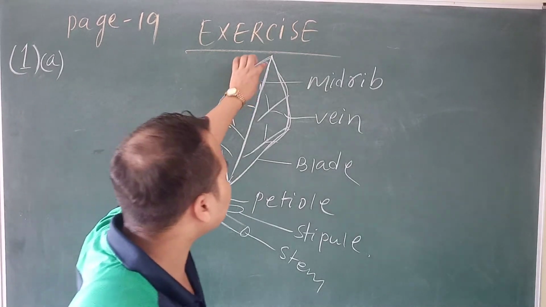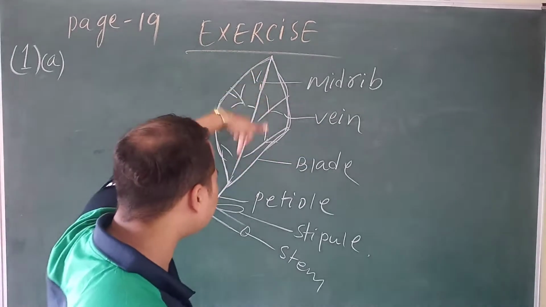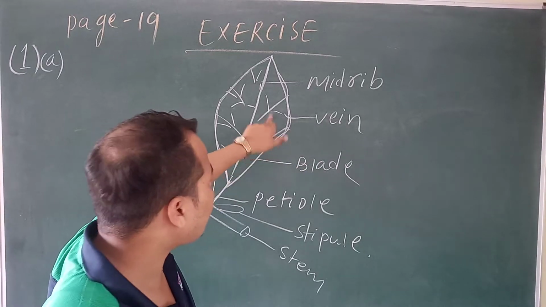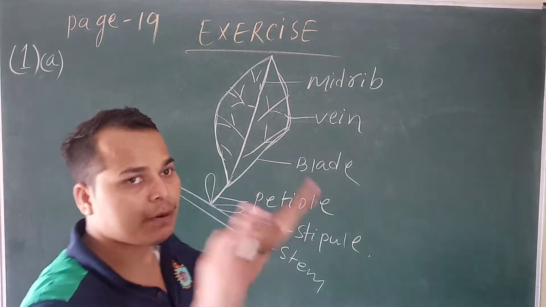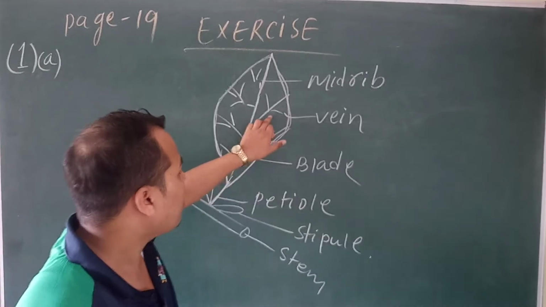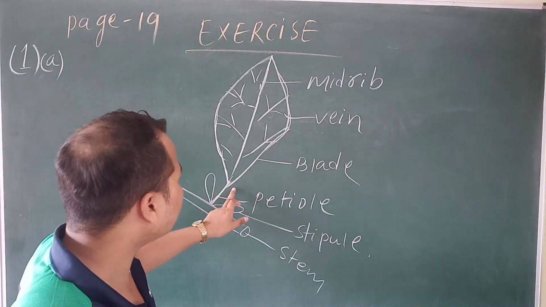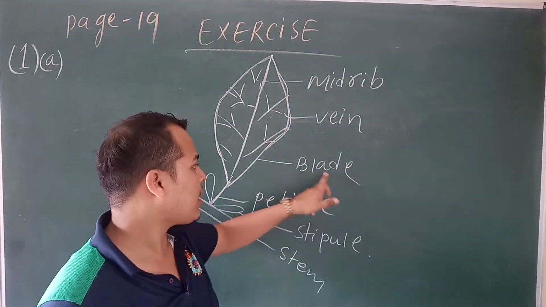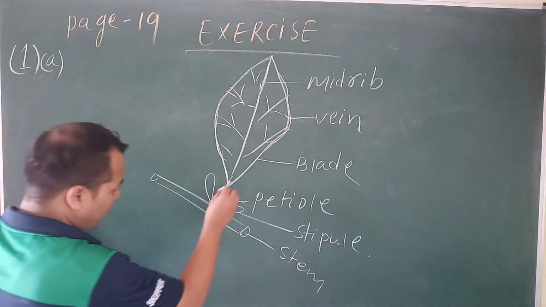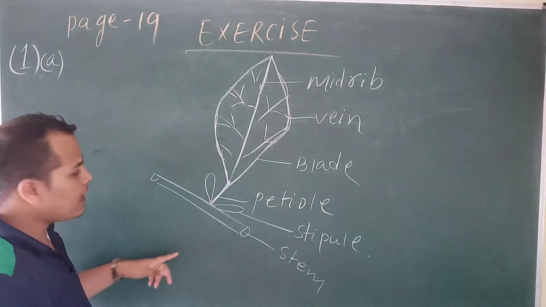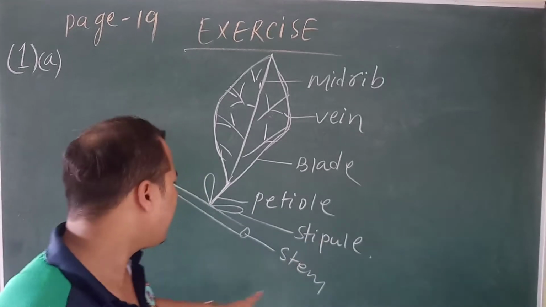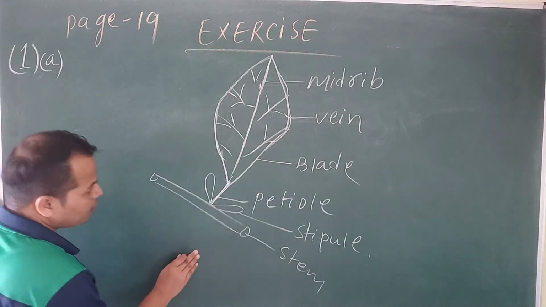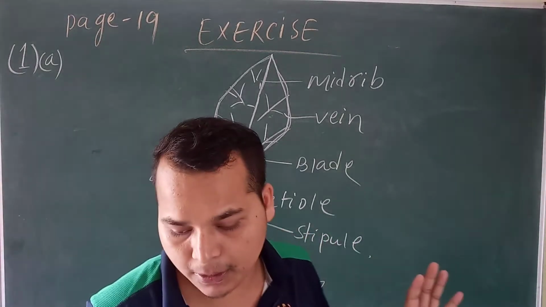This is a broad line, a thick broad line going inside the leaf. This is called the midrib. The vein-like structures which are spread all over the leaf are called veins. The surrounding of the leaf, which covers all the surroundings of the leaf, is called the blade. From here you will find the petiole. This is called the stipule, and this is the stem. So this is about the structure of leaves in the first question.